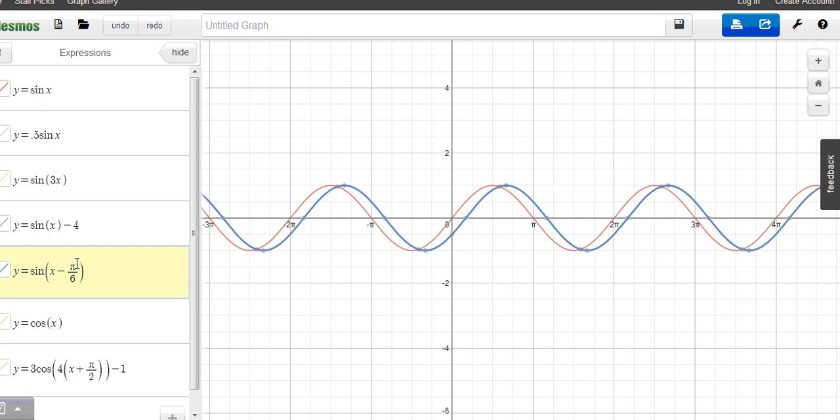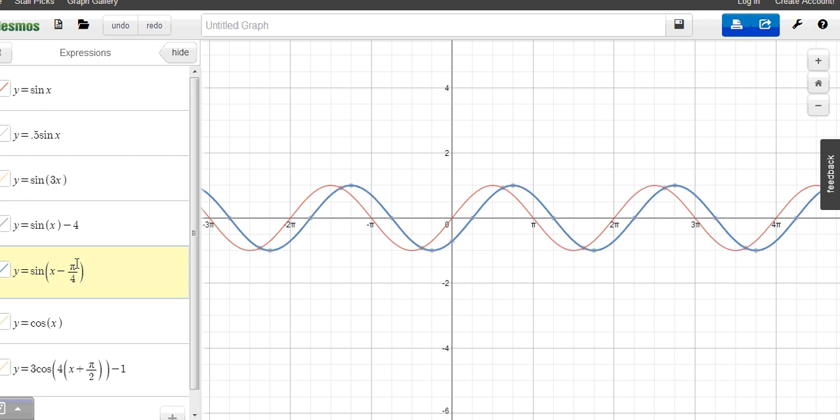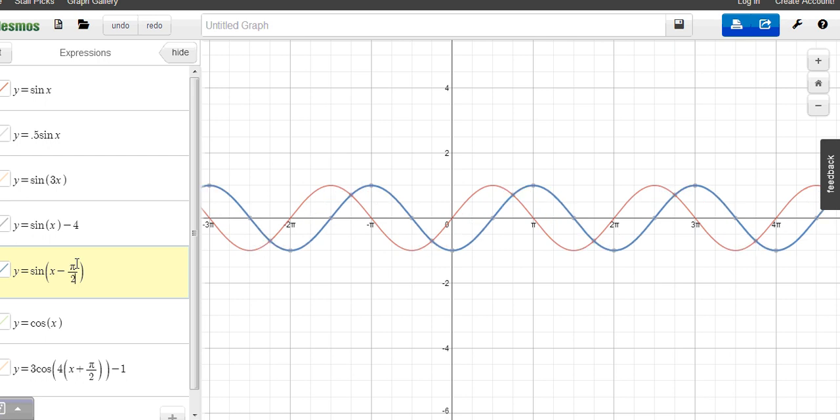Okay. It looks like it shifted to the right and left, maybe? It's not moved up or down. So let's make this, instead of pi over 6, let's make it pi over 4. If we make it a bigger number, it's shifting more to the right, it looks like. So pi over 2, there we go, it's shifted pi over 2 to the right.